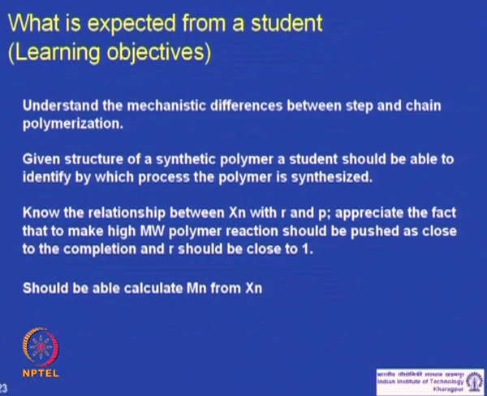And I have given few examples during my lectures. You should be able to calculate the Mn, the number average molecular weight, from Xn, the number average degree of polymerization, and so also Mw, the weight average molecular weight, from Xw, the weight average degree of polymerization.